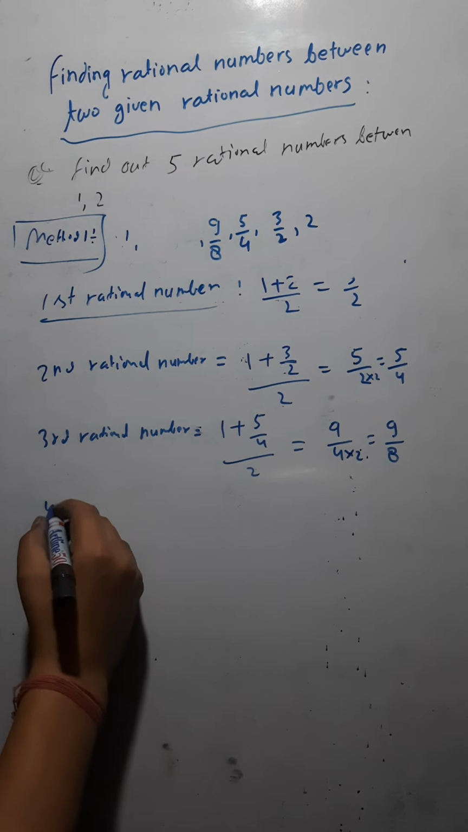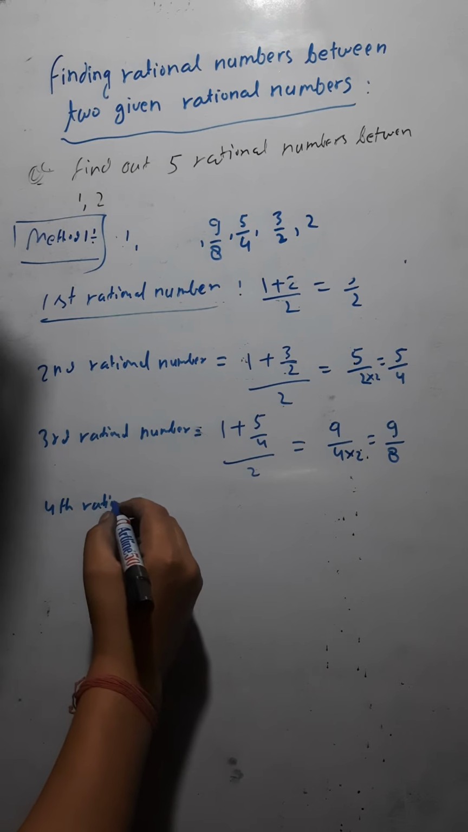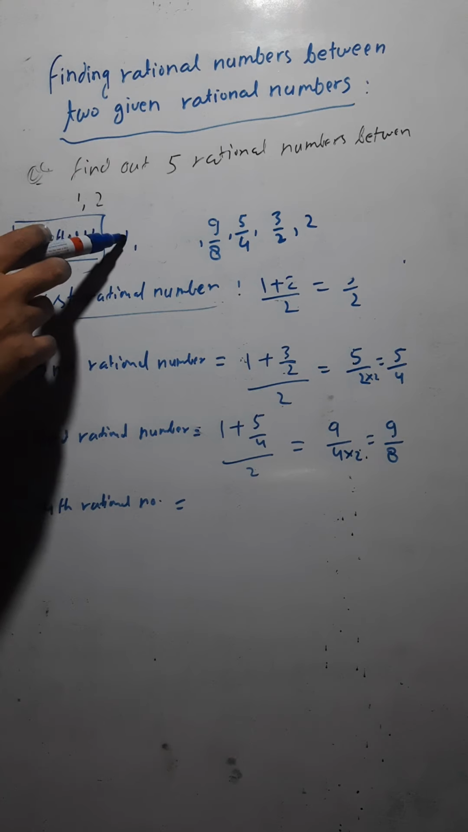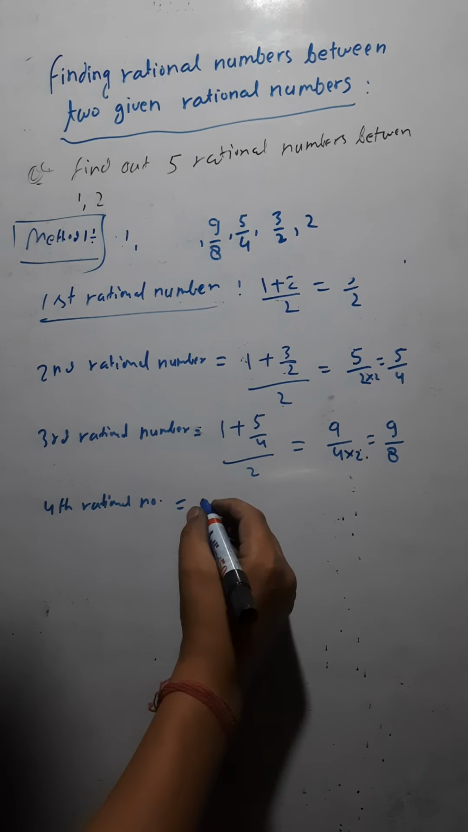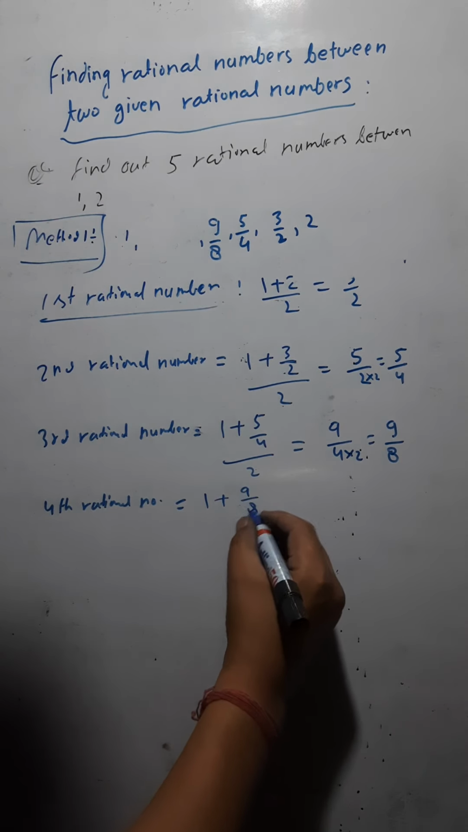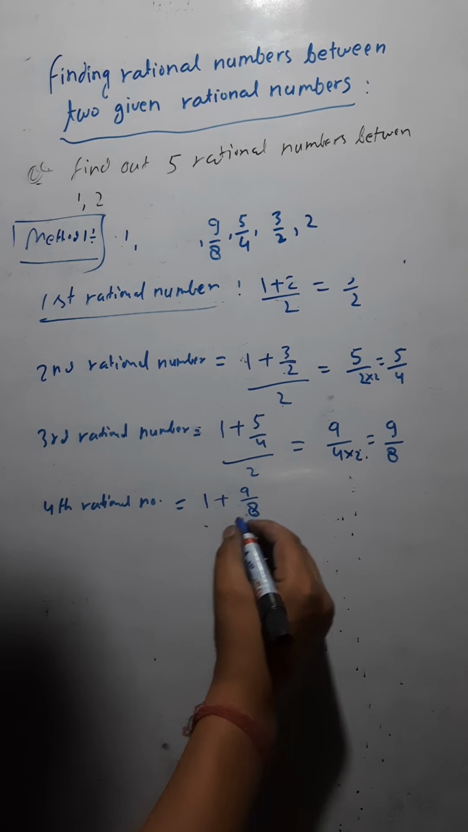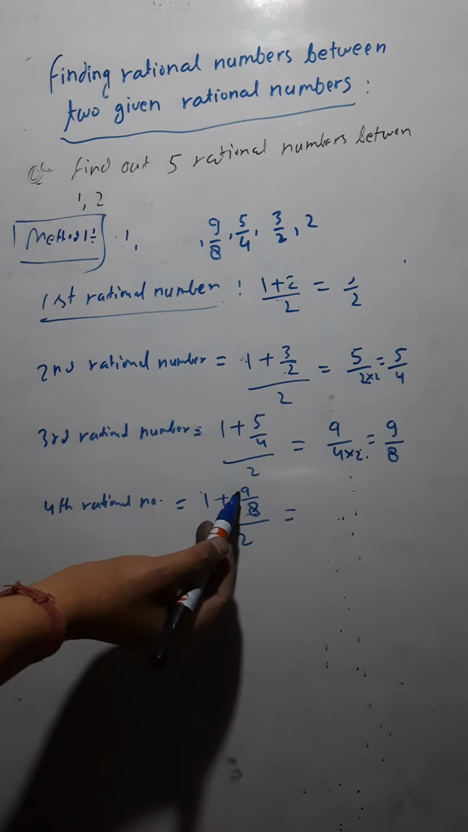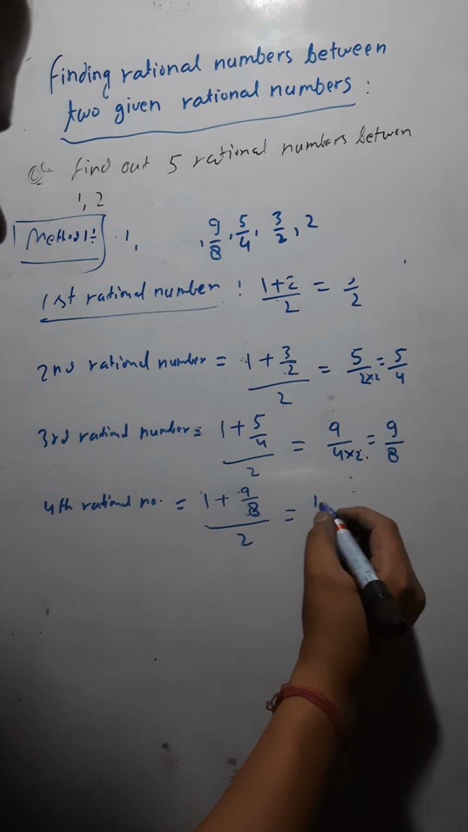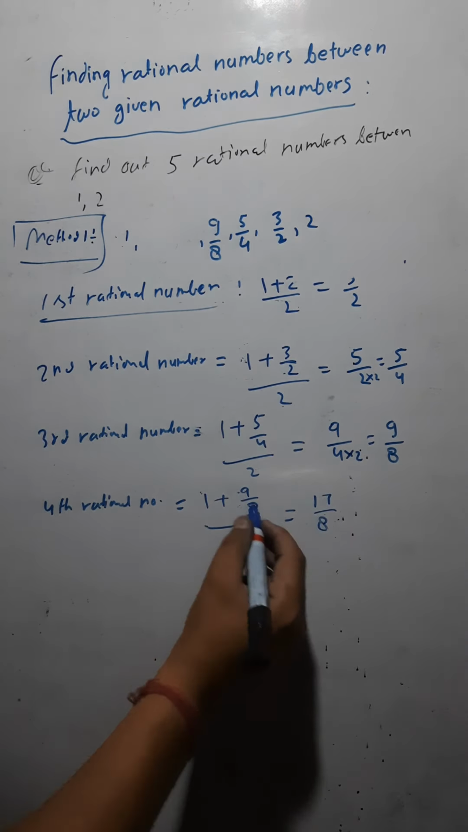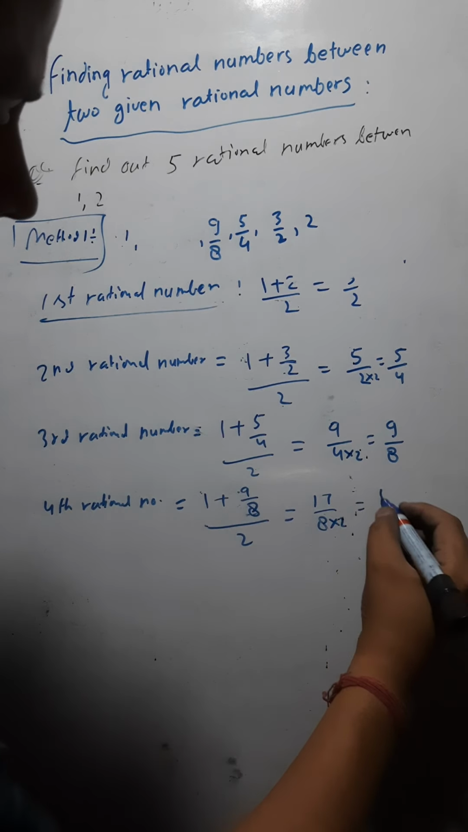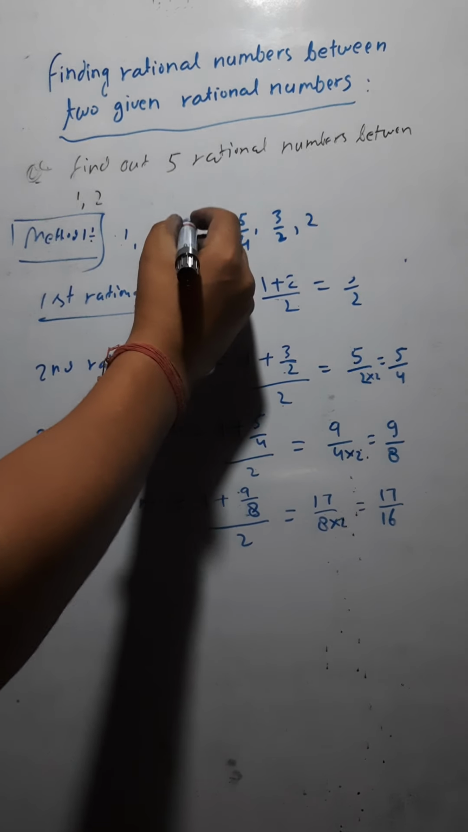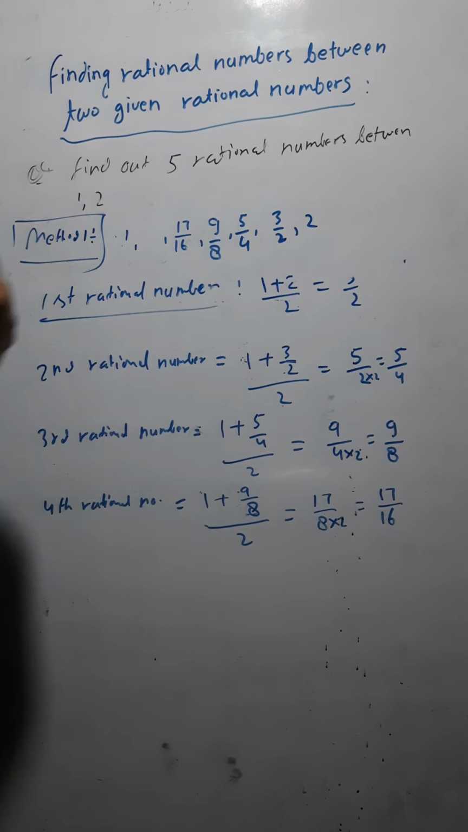Now fourth, how would you find out the fourth rational number? For finding out the fourth, again you would be taking the mean of 1 and 9 by 8. So you are to add this 1 and 9 by 8, then you are to divide it by 2. Isn't it so? Now solve this. 8 ones are 8, 8 plus 9, 17 by 8. And these two would be multiplying upside, so I would be writing it as 17 by 16, isn't it? So 17 by 16 would be the fourth rational number.